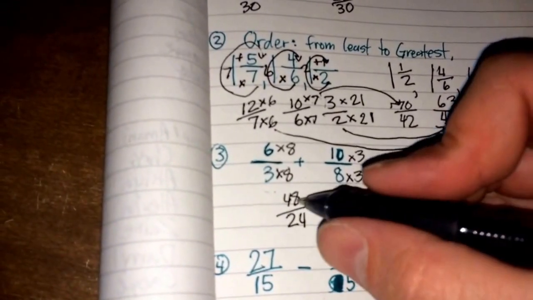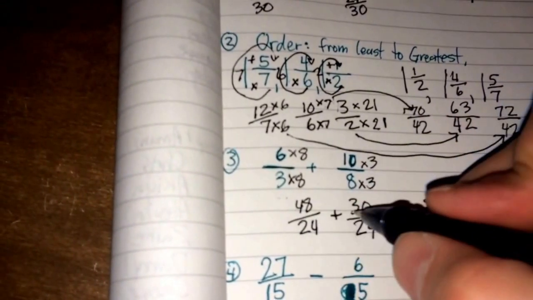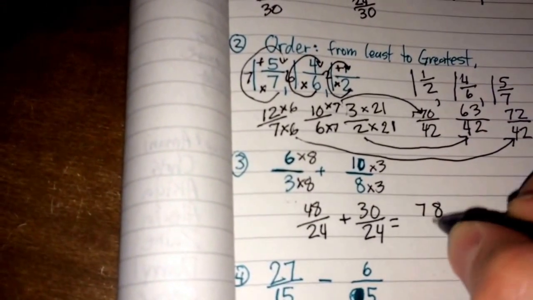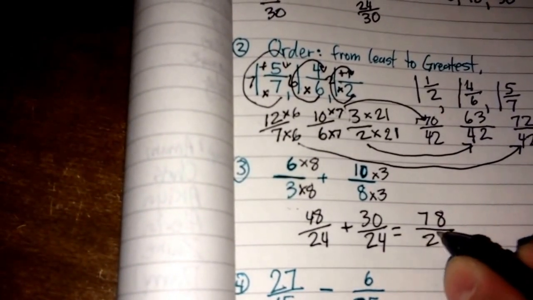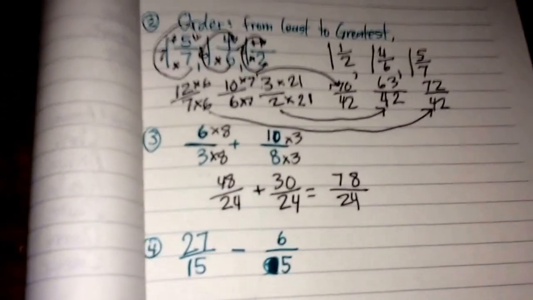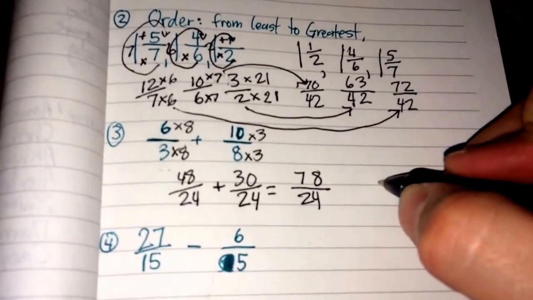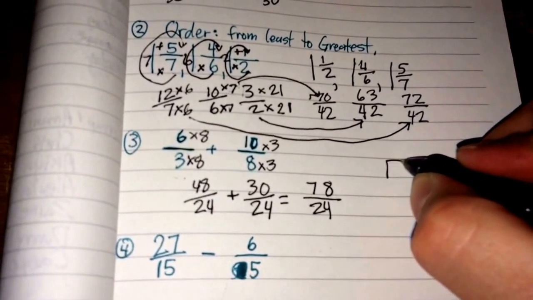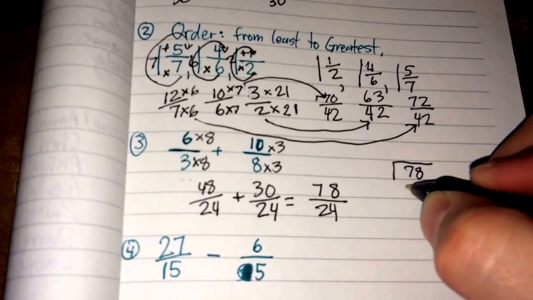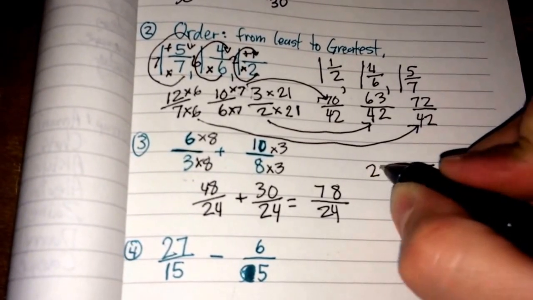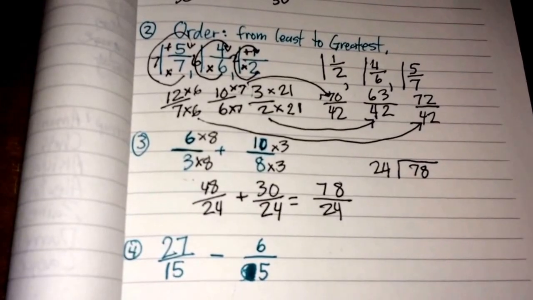All right. 8 plus 0 gets me 8. 4 plus 3 gets me 7. So 48 plus 30 gets me 78. 24 just comes straight across. Can't leave it like that. That's an improper fraction. So we need to turn that into a mixed number. Always put my numerator inside the box. Put my denominator on the outside of the box, which will also remain my denominator.